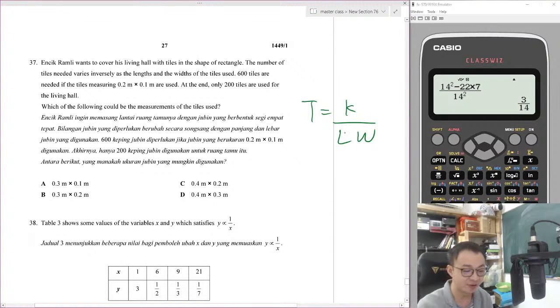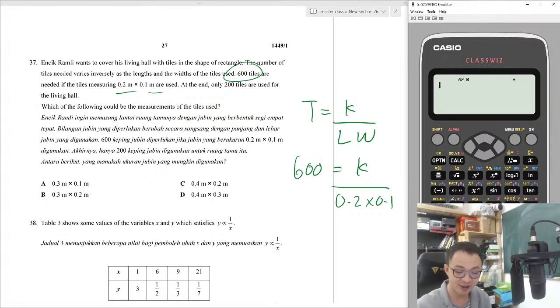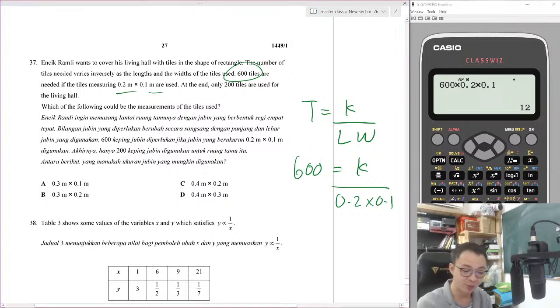So come back to this one. So right now I want to find k here. They tell me the 600 tiles. This is 600 equals to k over the tile will be 0.2 times length and width, right? 0.2 times 0.1. So yeah, basically 600 going to multiply 0.2 times 0.1. Yeah, I just move everything to the other side. They multiply. So k is 12.